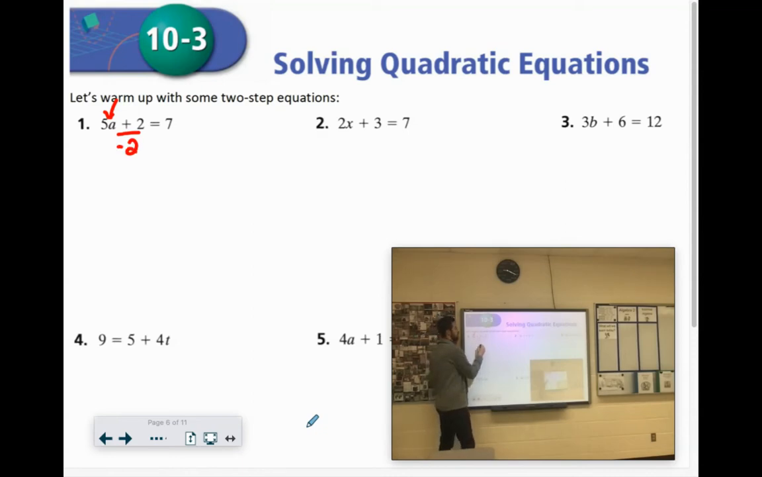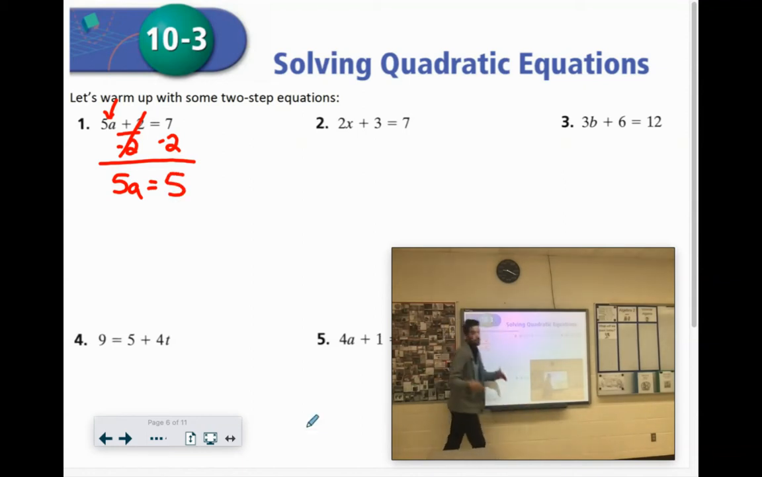But if you subtract 2 on one side of the equation, you have to do it on the other side of the equation too to keep it balanced. So we have 5a equals 7 minus 2 is 5. 5a means 5 times a, so to undo that operation, we would divide by 5, because 5a divided by 5 is just 1a, and 5 divided by 5 is 1.